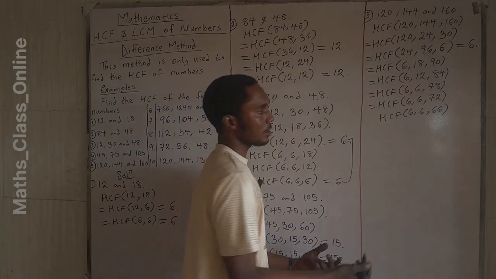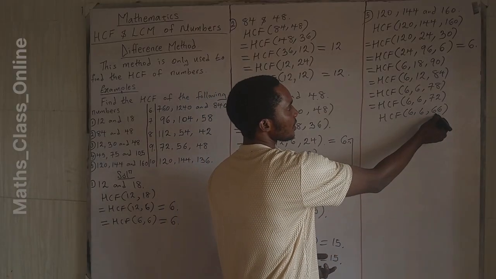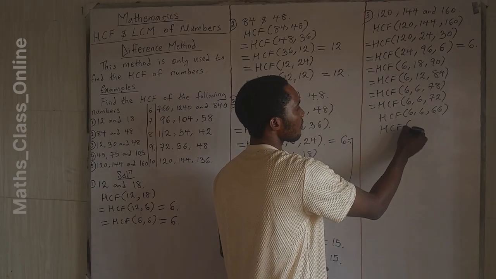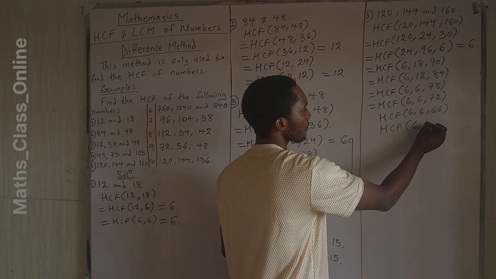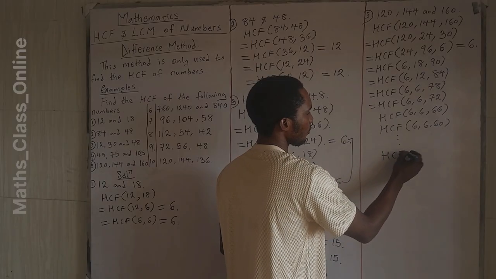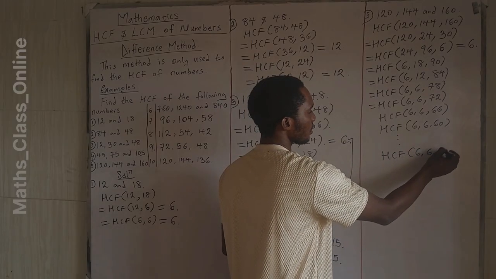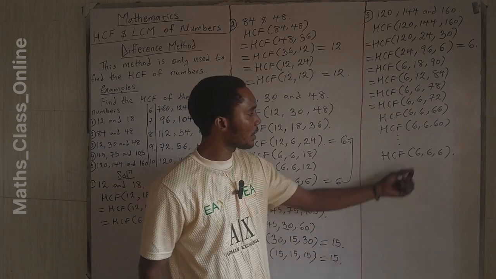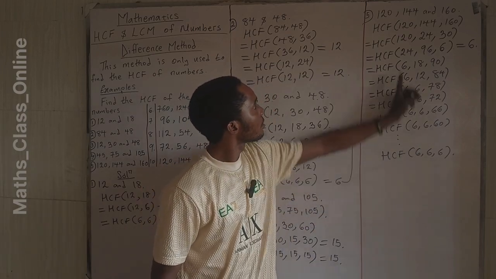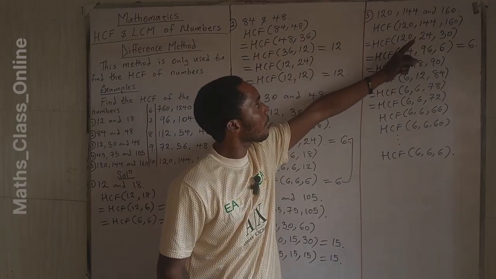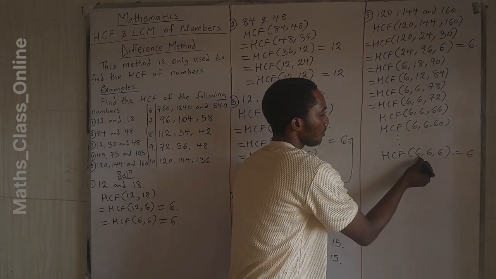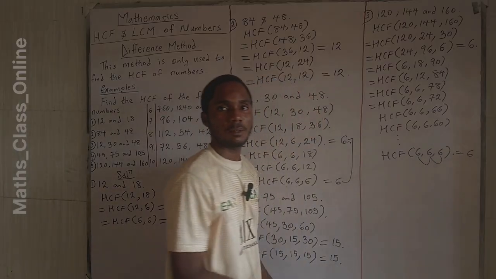We can continue like that. 6 can divide 66. We are going to get 6. We can continue till we have 6, 6, 60. HCF of 6, 6, 6. If we reach this stage, that means the HCF of 120, 144, and 160 is what? Is 6. Because we have the same number here.